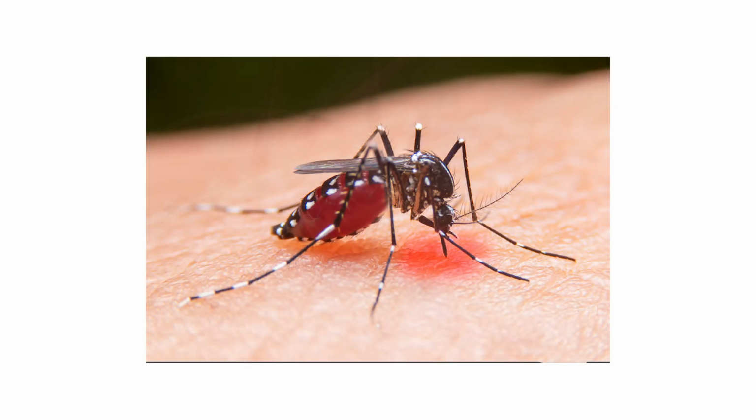Once a person is bitten by an infected mosquito, the dengue virus enters their bloodstream and starts replicating. The incubation period for dengue is usually around 4 to 10 days. During this time, the virus multiplies within the body and the symptoms may begin to appear.